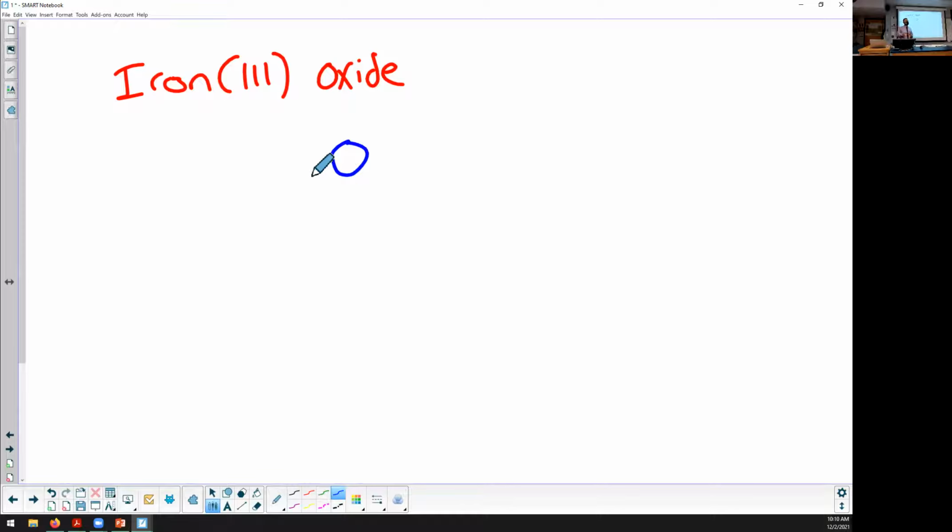How many electrons does it want to gain? 2. Yeah, it's 2 away from being a noble gas. It has 8 electrons. It wants to have 10. So oxygen and that whole column wants to become a -2 ion. It does. So oxide is -2.